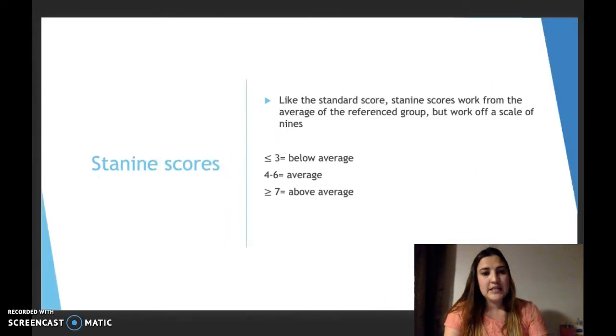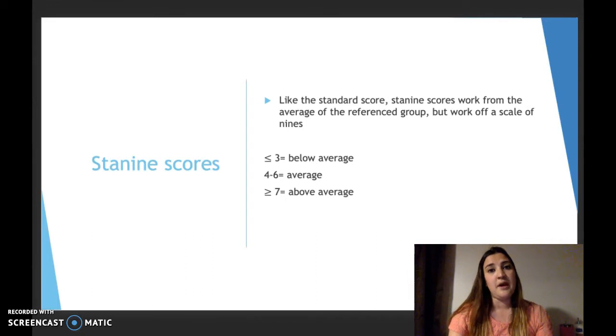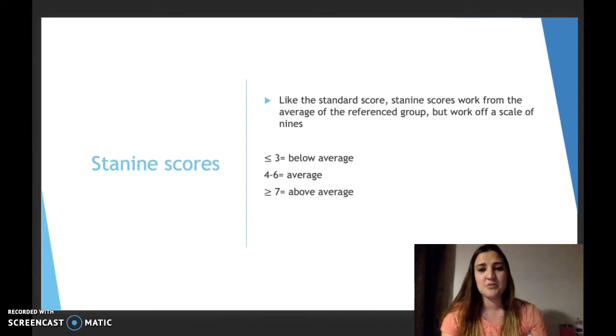The other one, the last one, it's somewhat like the standard score. It works from the average of the group, but it works off a different scale. And so if you break it into like the lowest score to the highest score is on a scale of 1 to 9, anything that's less than 3 is going to be below average. Anything from 4 to 6, which is about the middle, is going to be the average, and anything 7 to 9 is going to be above average.